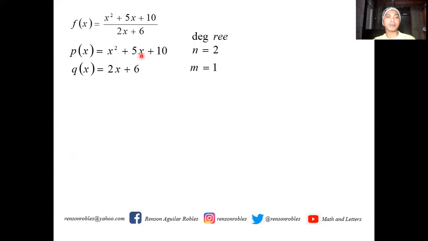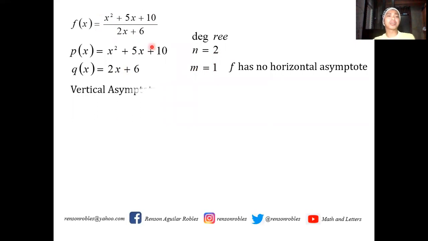So that's the highest power here, x squared plus 5x plus 10. The highest exponent is 2, so that's the degree. And then for 2x plus 6, the highest power is equal to 1. Okay? So since the degree of the numerator, n, is larger than the degree of the denominator, 2 is greater than 1, therefore this function has no horizontal asymptote. And for the vertical asymptote, we will be getting 2x plus 6 and we equate it to 0. So we'll say x equals negative 3. So the line x equals negative 3 is a vertical asymptote.